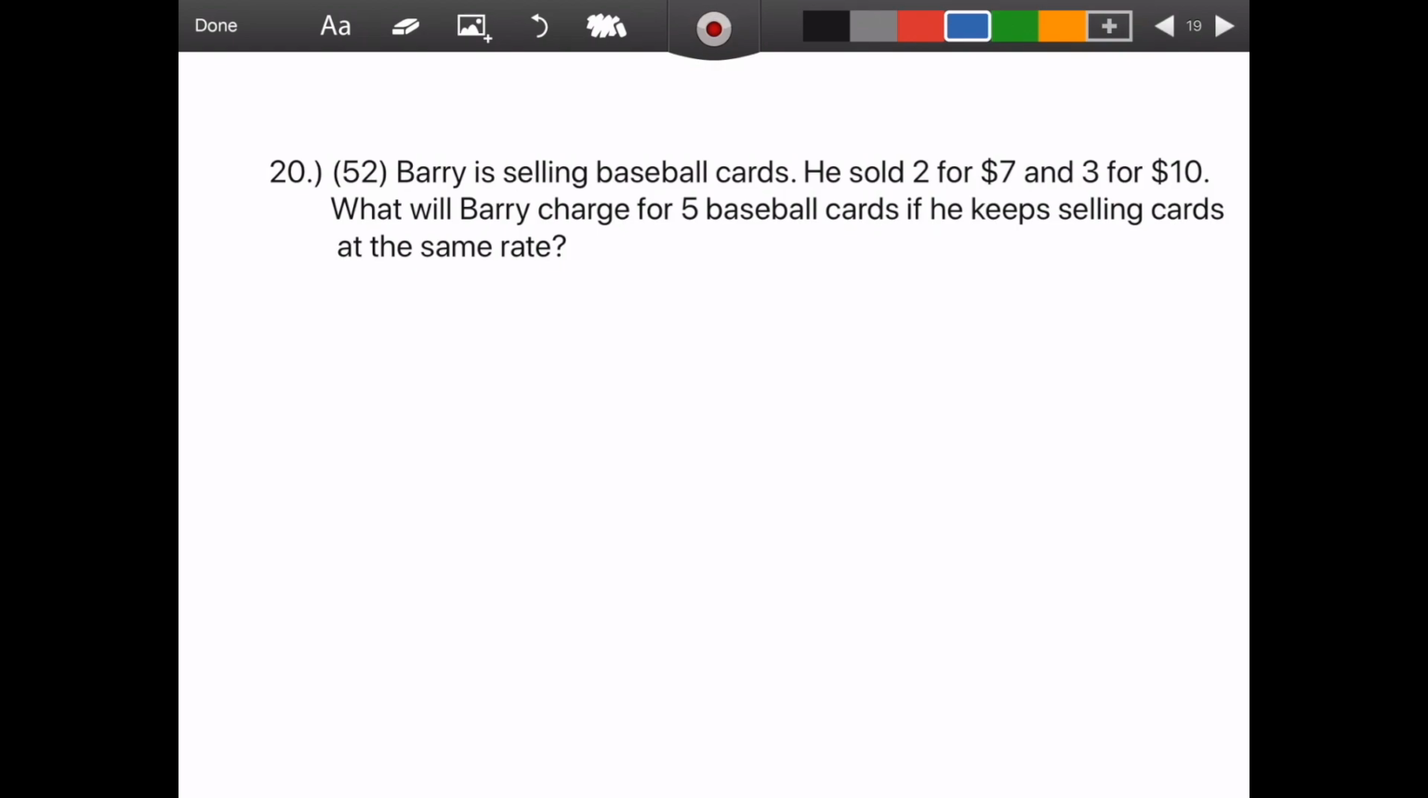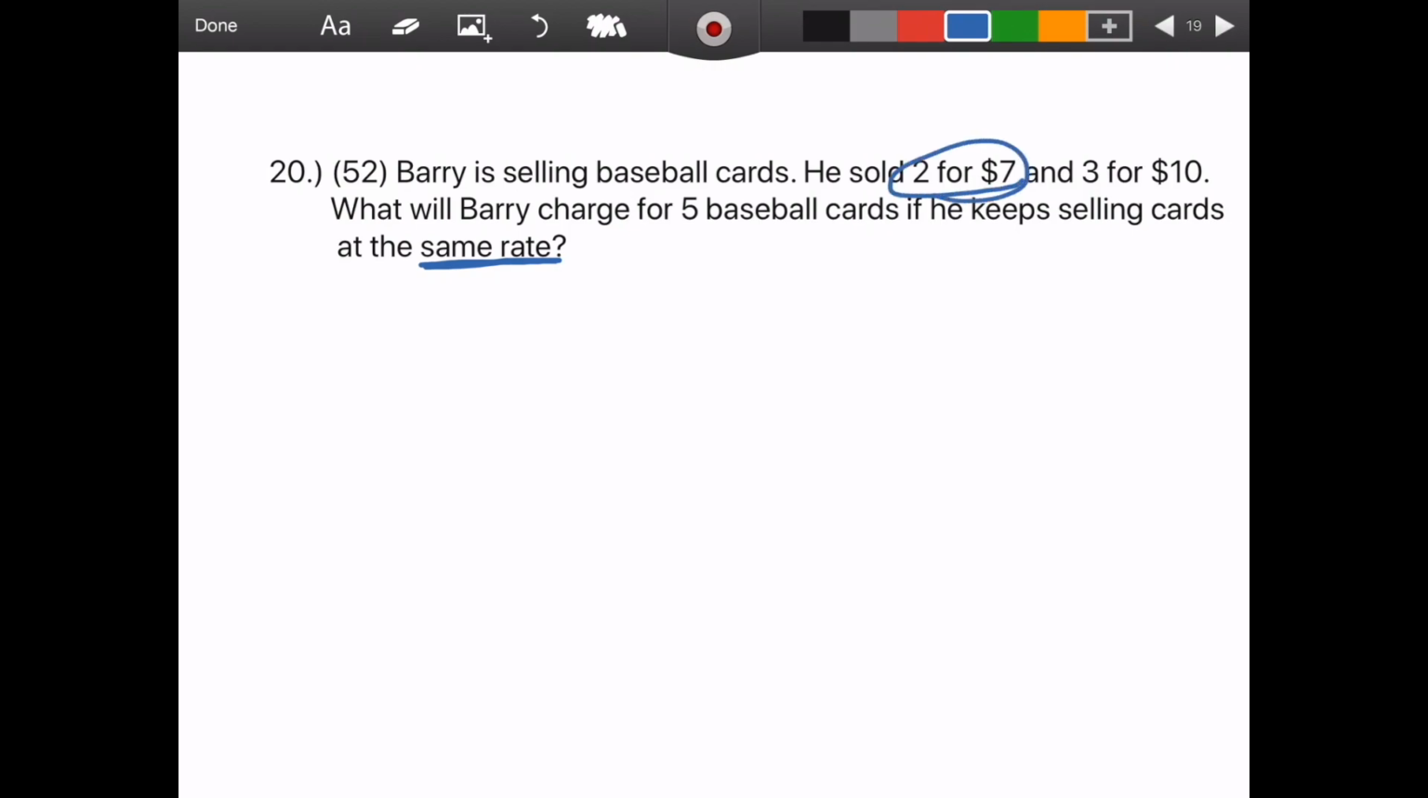All right, last problem, number 20, is from lesson 52. It says Barry is selling baseball cards. He sold 2 for $7 and 3 for $10. What will Barry charge for 5 baseball cards if he keeps selling cards at the same rate? So when I see same rate, I know that usually means we need to find the slope. That's kind of what the slope is, the rate of something increasing or decreasing.